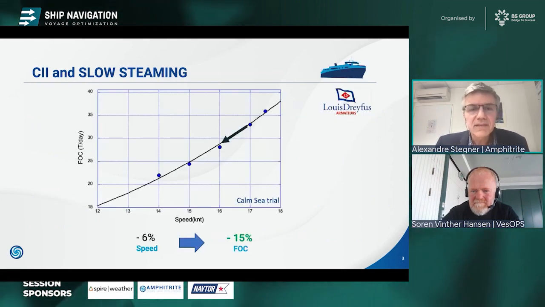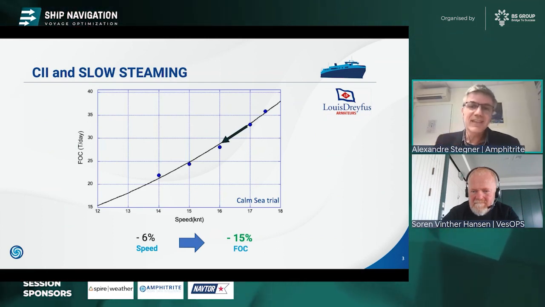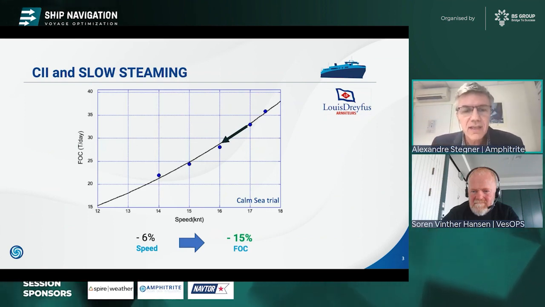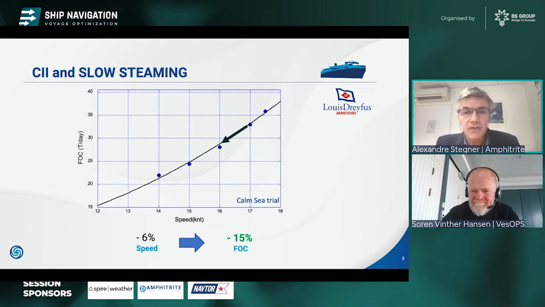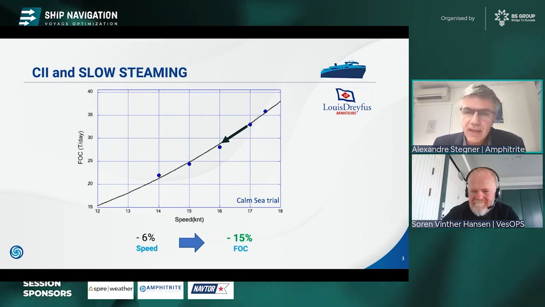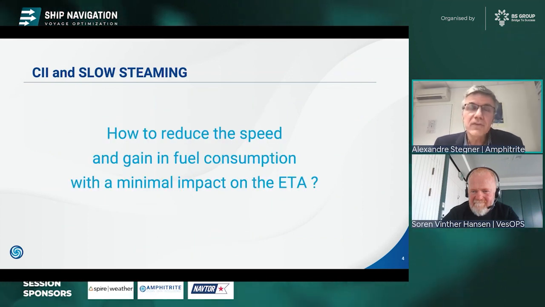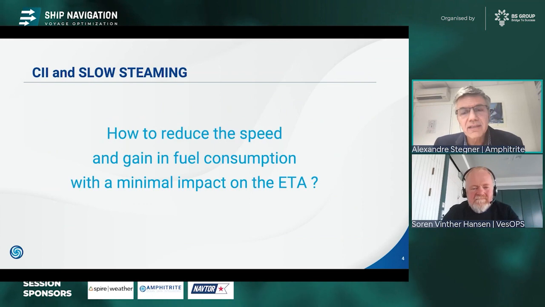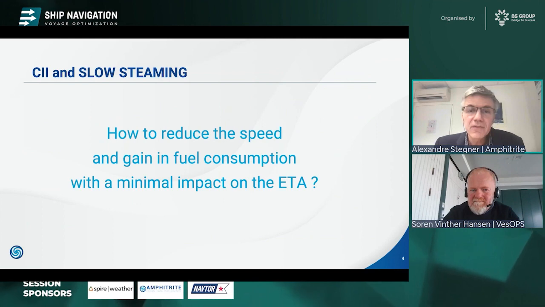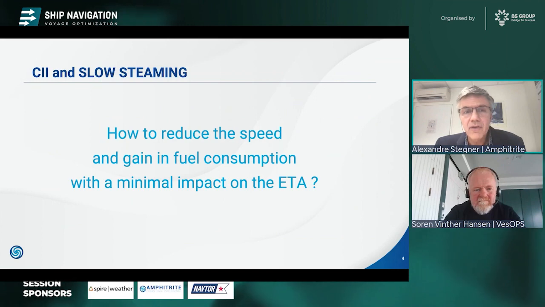And what does it mean? It means that we know there is a nonlinear relation between the fuel consumption and the speed. Just decreasing by 1 knot, which is exactly the scale of typical currents in the ocean, you can gain 15% of fuel oil consumption. And if you decrease more, you will gain even more. Of course, if you reduce the speed, you will have an impact on the final destination and on the ETA. So how to reduce the speed, gaining fuel consumption, but minimizing this impact on the total voyage duration?